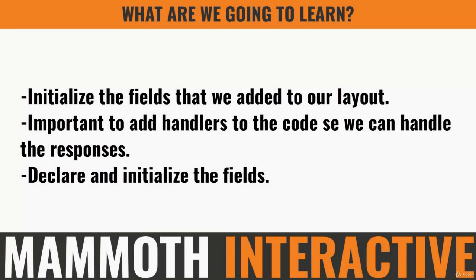Until this point, all we've done is design our layout and give the fields names. Now we're going to initialize those fields in the code itself. It's important to do this so we can add handlers to the code and handle the responses. So if there's an input coming in, we want to be able to do something with it. That's what we're doing here.